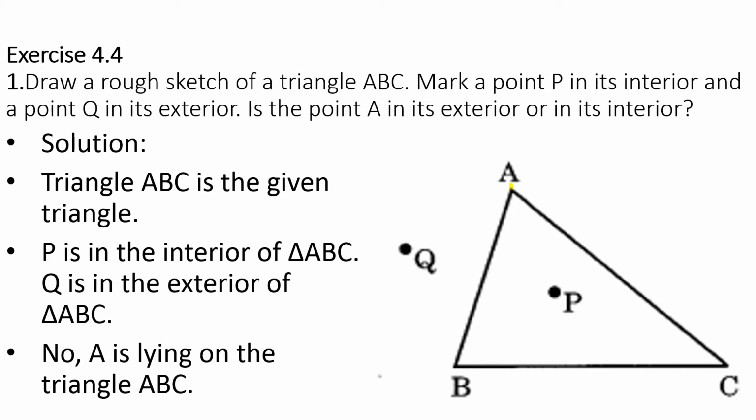Hope you all understand exercise 4.4. First question, it's very easy. You have to draw the rough sketch and mark a point, what is interior and what is exterior. You have to find where point A is.